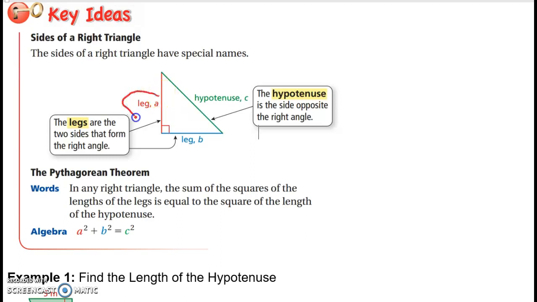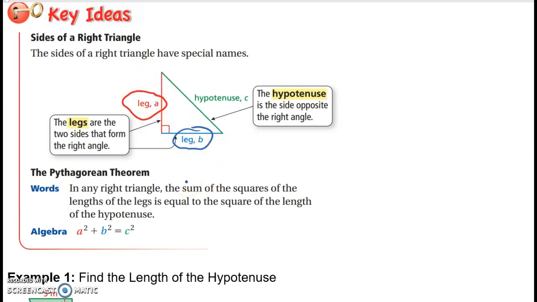So if you take a look at our first one, we have leg A. So we have one leg that's represented by A, the other leg that is represented by B. It doesn't matter if you flip-flop them, if you have this one as B and this one as A, as long as you know that those are both legs.